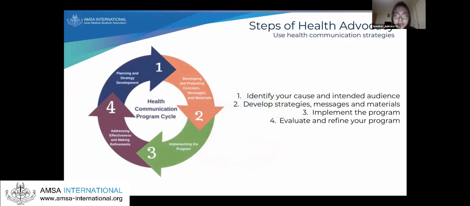So health advocacy is one of the fields of health communication. Health communication is any activity which involves communication of health within a community. Aside from advocacy, it also involves campaigning and health education between doctors and patients, etc. And why am I stressing this? It is because in order for you to plan your advocacy, you need to use health communication strategies.